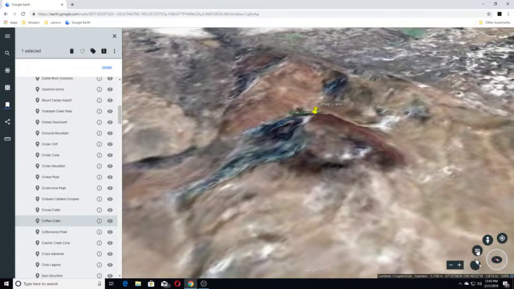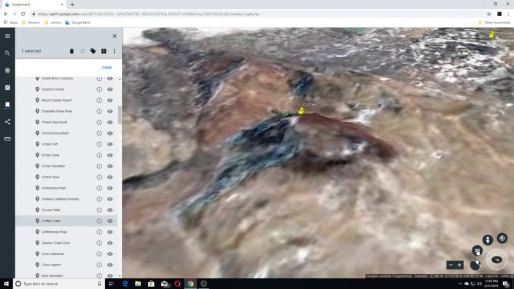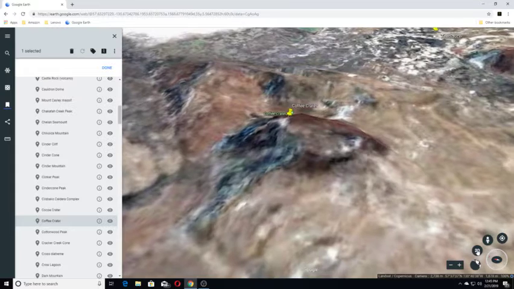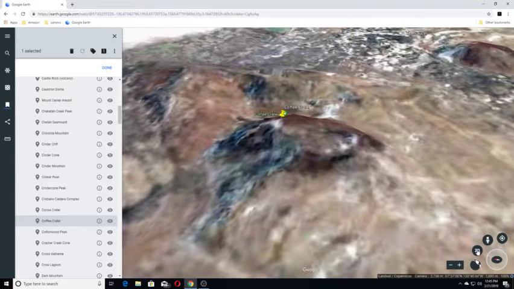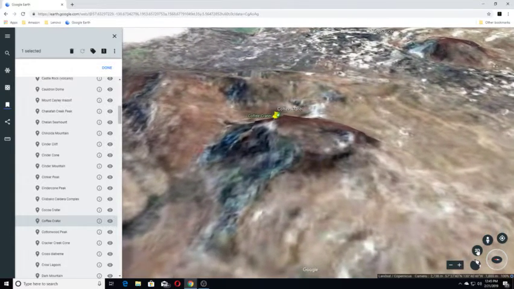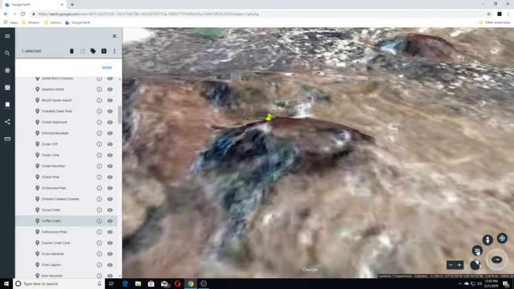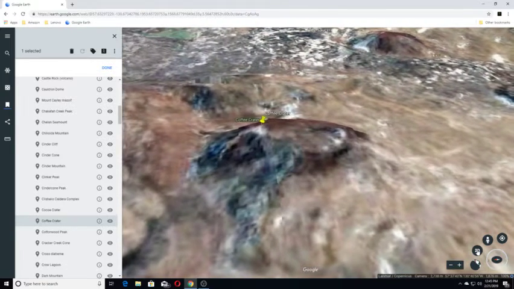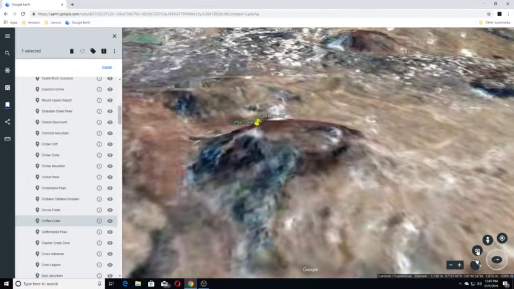Coffee Crater is a well-preserved cinder cone south of Mount Ziza, British Columbia, Canada. It was formed during the Holocene period. It is within the Snowshoe Lava Field, part of the Mount Ziza volcanic complex.